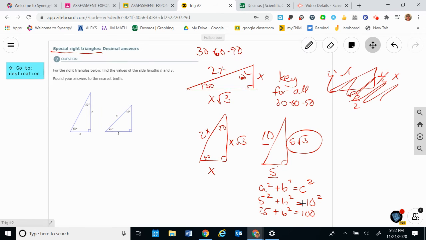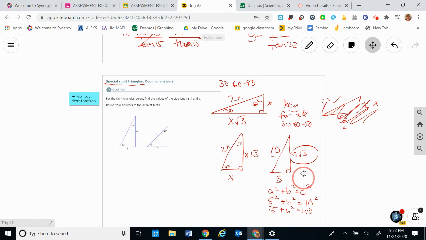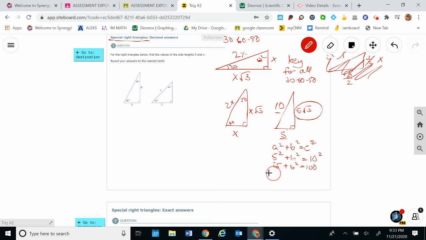And then you end up getting b squared is equal to 75. So b is equal to the square root of 75. You can break this up into 25 times 3. See, 5 root 3, and there it is. This is just proof. I'm just showing you proof.